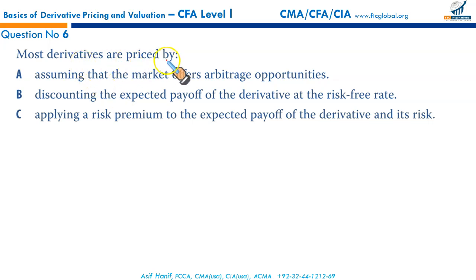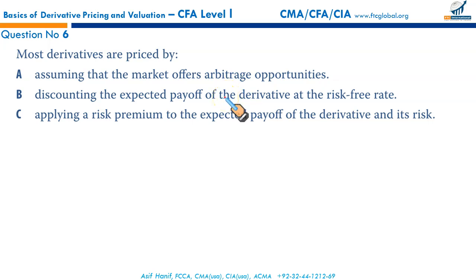Next. Most derivatives are priced by assuming that the market offers arbitrage opportunities. Absolutely wrong. Derivatives are priced by assuming that the market is free of arbitrage opportunity. There is no arbitrage opportunity. So A is incorrect.